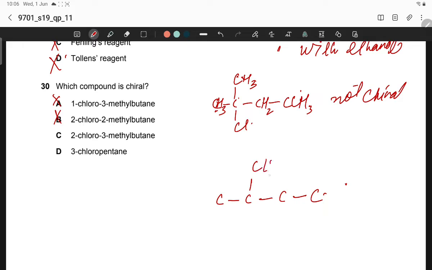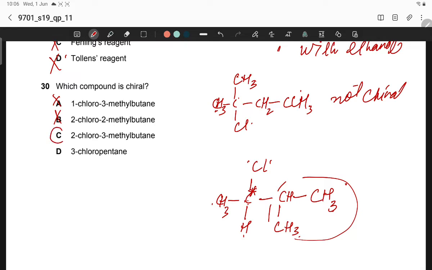2-chloro 3-methyl, this is HCH3. This must be chiral. This carbon is chiral because this carbon is surrounded by 4 different groups: 1 chlorine, this is CH3, this is H, and this is a whole different group CH3. So this must be the best option.